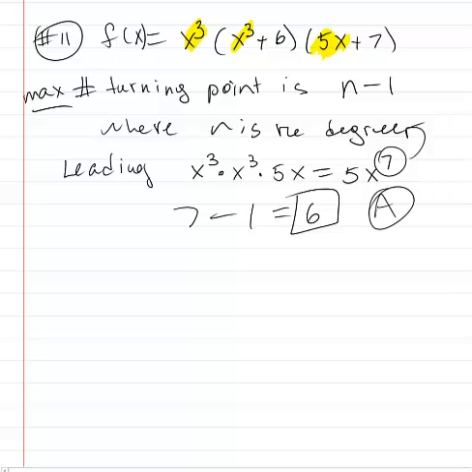Okay, number 12. We want to divide this using long division. So let's try this out. We got number 16, right? You had something like that on WebAssign. I don't think we divided this in class, but that's okay.